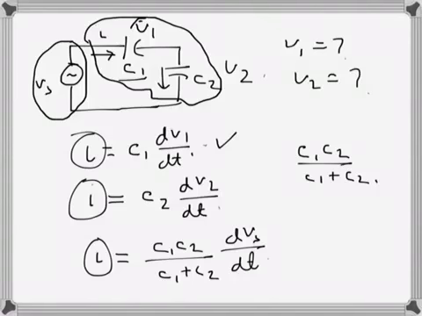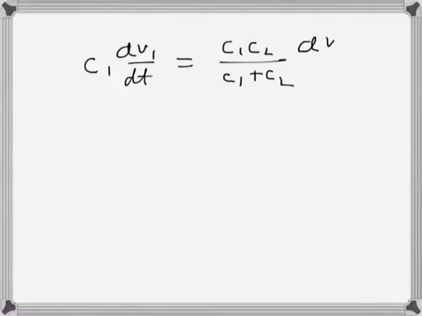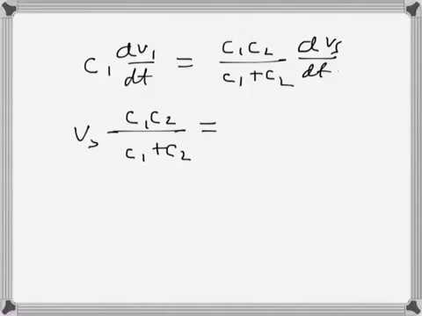equate this one to this one, we see C1 dV1/dt equals C1 C2 over C1 plus C2 times dVs/dt. So if I integrate, Vs times C1 C2 over C1 plus C2 and then C1 V1, so V1 is C2 over C1 plus C2 times Vs.